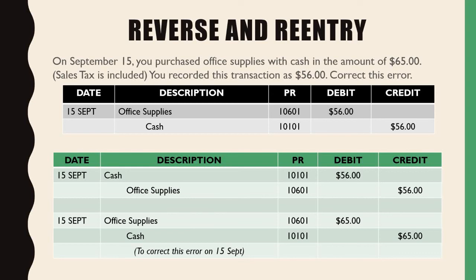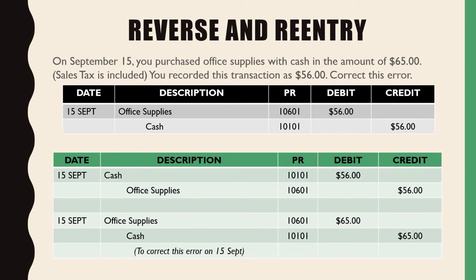So in the very beginning, I entered it incorrectly. I put in 56 instead of 65. And now this is what I'm going to do to fix that error. I'm going to undo it, which is the reverse of the entry, so return the supplies and get my cash back. And then I'm going to repurchase the office supplies and spend the correct amount. Everything happened on the same date. In this case, we figured it out right away.